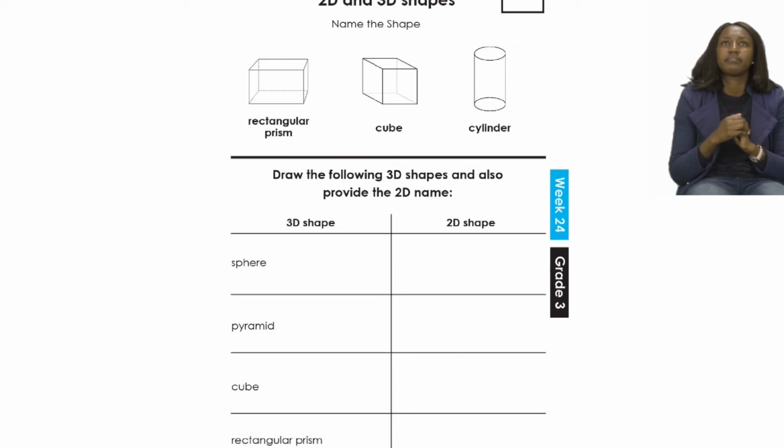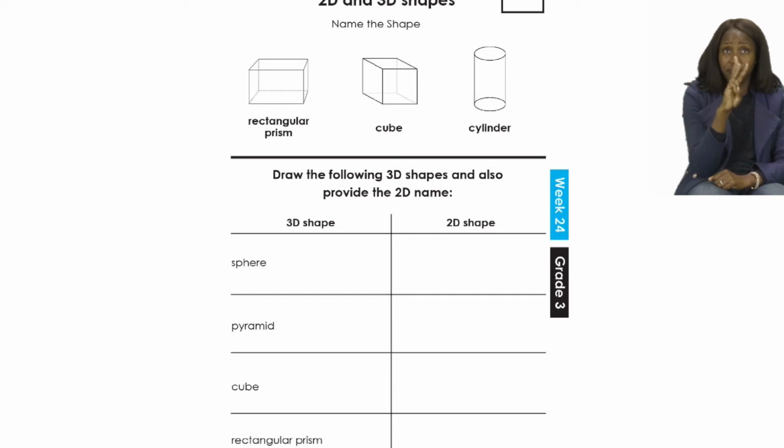Can you see there are 3 shapes given? And it says, name the shape. The first shape is a rectangular prism. Say it with me, rectangular prism.